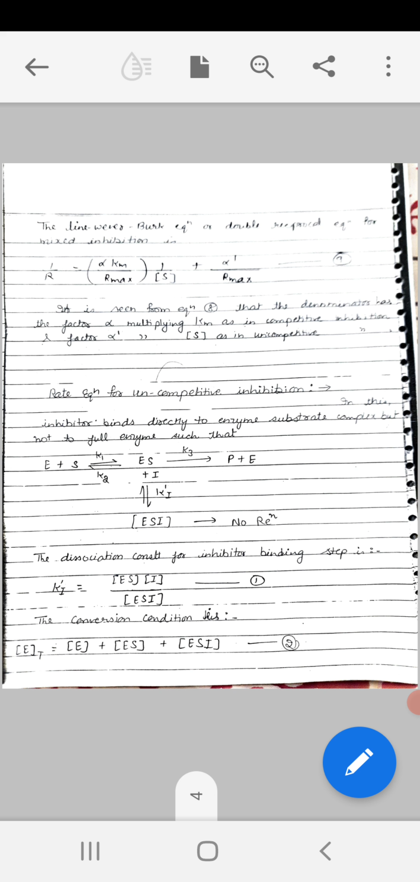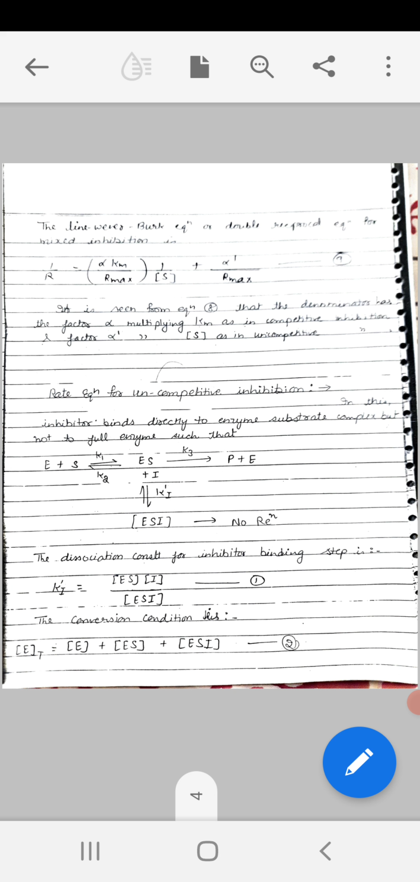Now from this, E concentration is equal to K2 plus K3 into ES complex concentration upon K1 into concentration of substrate. Now we can write E is equal to K2 plus K3 upon K1 into ES concentration upon substrate concentration. Here K2 plus K3 upon K1 is the Michaelis-Menten constant.